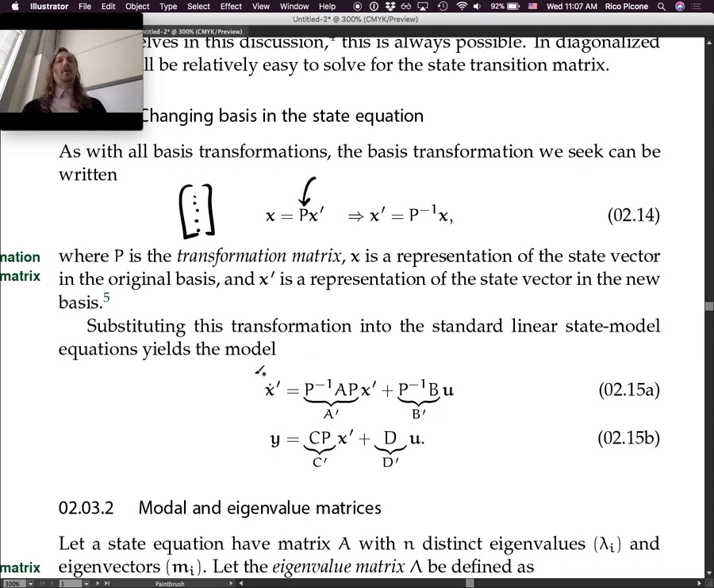In the primed basis, x prime dot is equal to, this is the new A matrix. Whatever shows up here is the new A matrix. It has the transformation matrix in it twice, and the original A matrix. If you take the original A matrix and left multiply it by the transformation matrix inverted, and right multiply it by the transformation matrix, you get your new A matrix, which we call A prime.